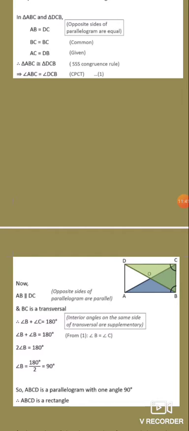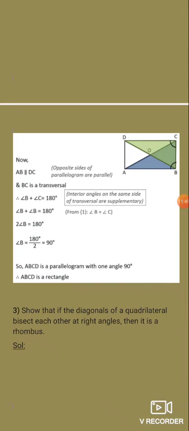So twice of angle B is 180, then angle B is equal to what? 180 by 2, 90 degrees. So ABCD is a parallelogram with one angle 90 degrees. Therefore ABCD is a rectangle.